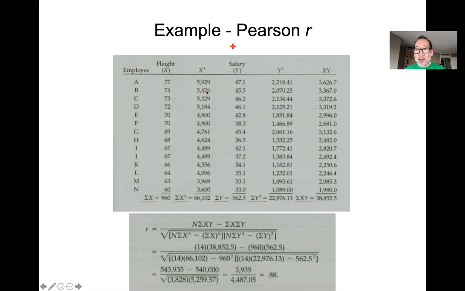And finally, here's the new thing. You've got to multiply each x times y, and then you get its product, right? Same here, 74 times 45.5, get that. Then you add it up. Then once you get these 5 values, you simply insert it into the Pearson formula.